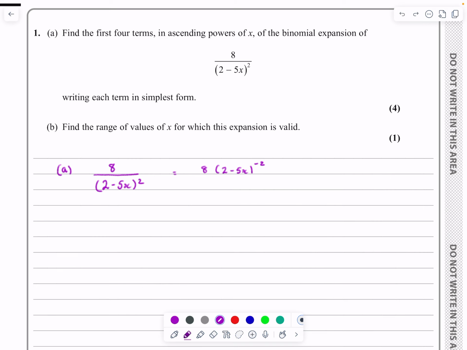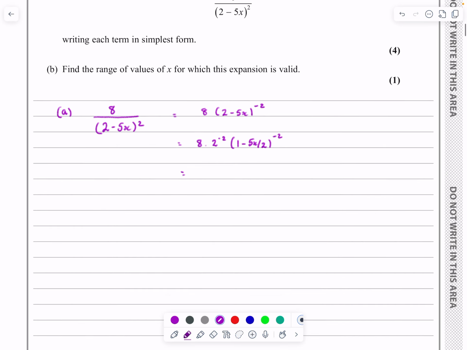I've got to take 2 out as a factor, and for anybody that's been doing lots of these, it's not 2 that I'm taking out, is it? It's 2 to the minus 2 that I'm taking out as a factor. That leaves me 1 minus 5x over 2 to the minus 2. That should not cause you any problems at all if you've done practice of this. Then 8 multiplied by 2 to the minus 2, 8 divided by 4 is 2, bracket, and then 1 minus 5x over 2 to the minus 2, and I was just saying we had to have this in the format 1 plus x. I have, it's just that my x happens to be minus 5x over 2 here.